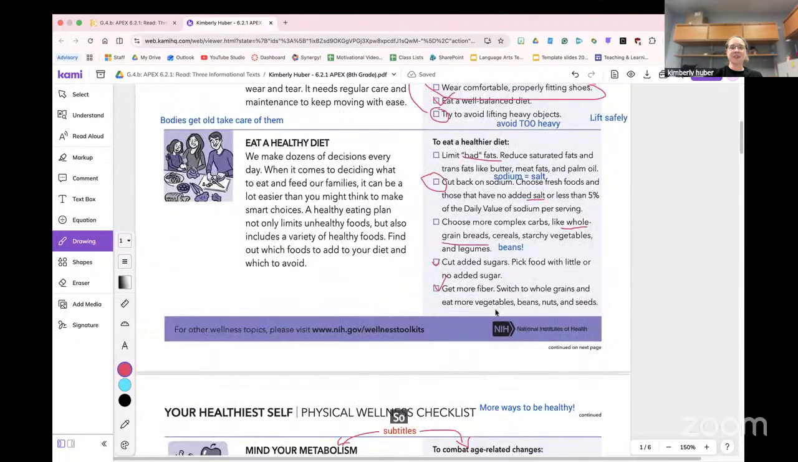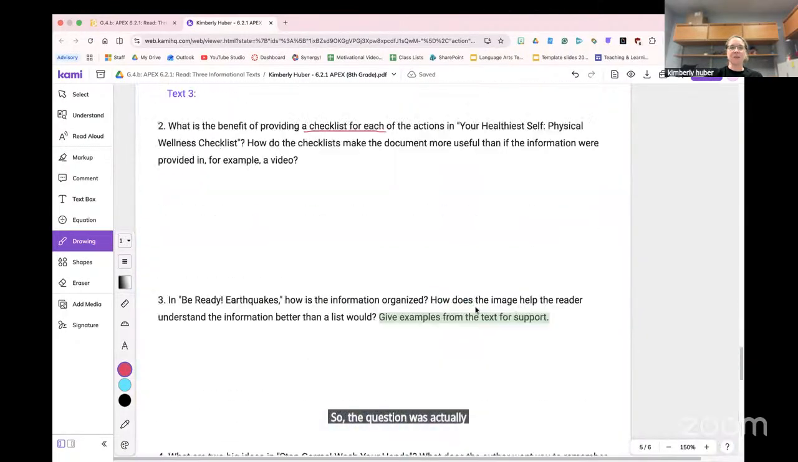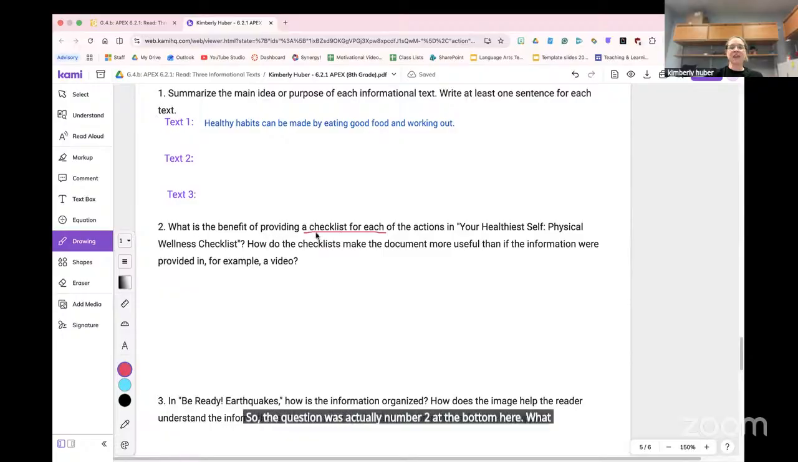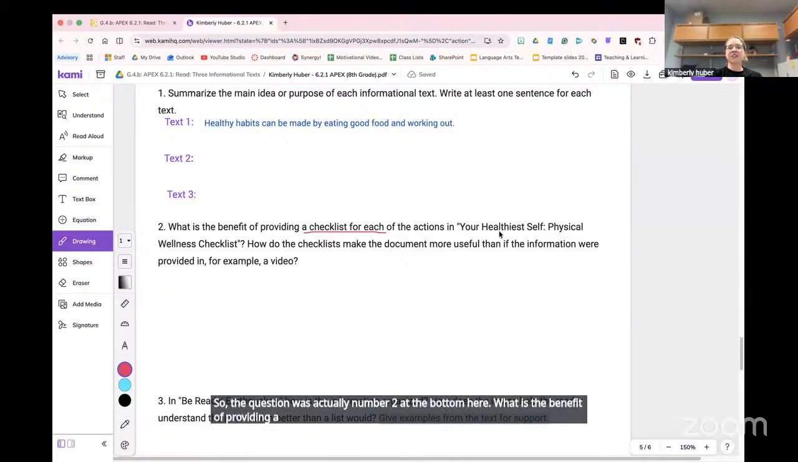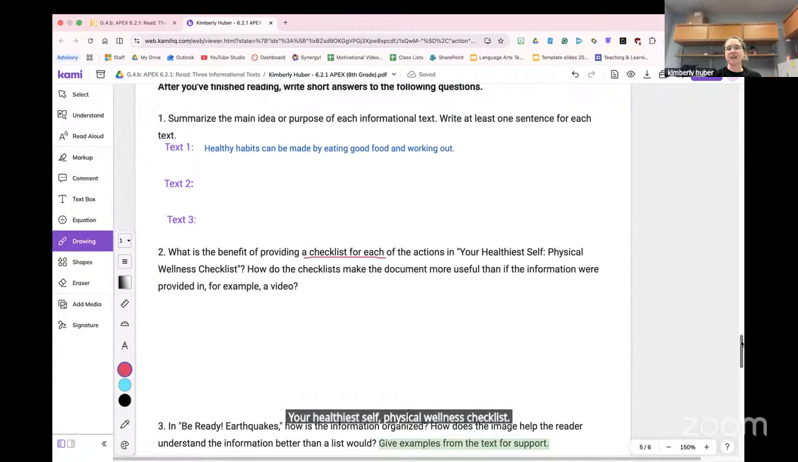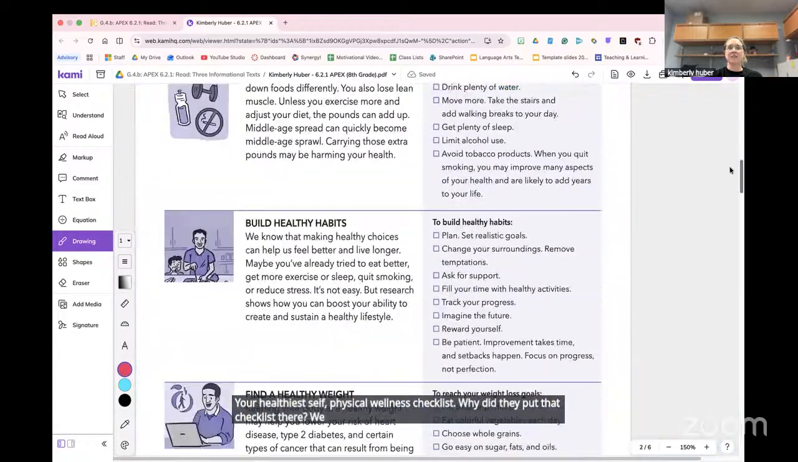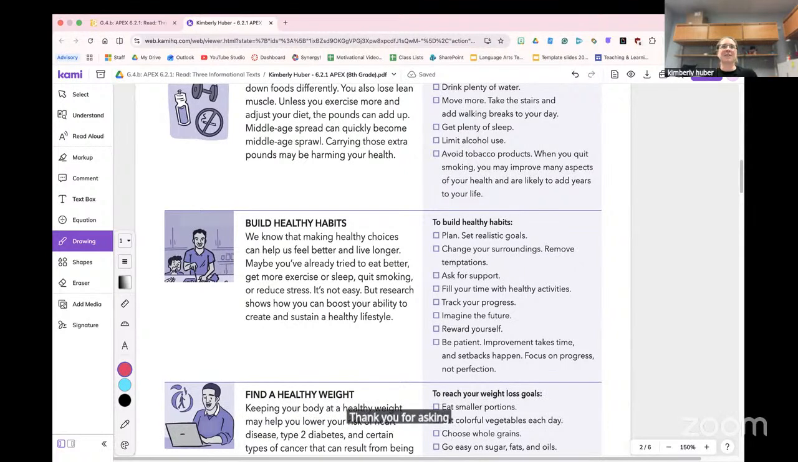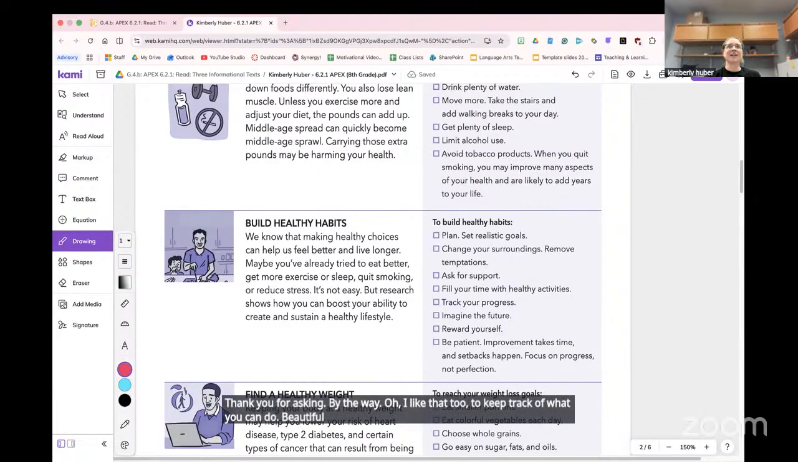So the question was actually number 2 at the bottom here. What is the benefit of providing a checklist for each of the actions in your healthiest self physical wellness checklist? Why did they put that checklist there? We're reading like a writer. How does this checklist help us? Thank you for asking, by the way. Oh, I like that too, to keep track of what you can do. Beautiful. Any other ideas?